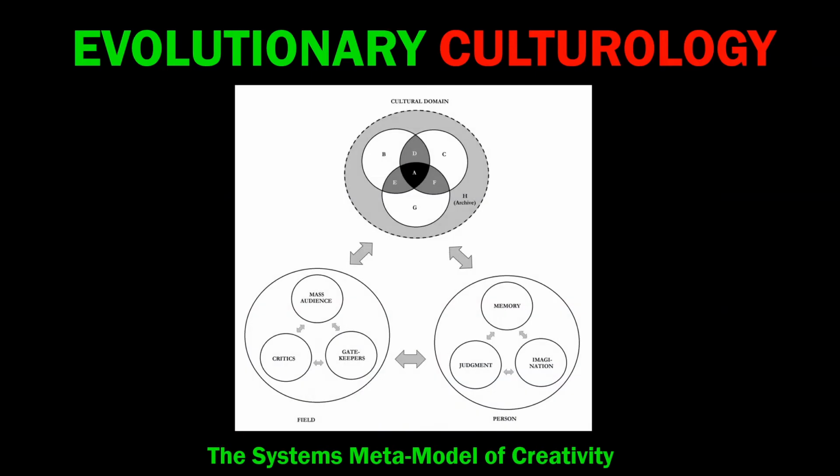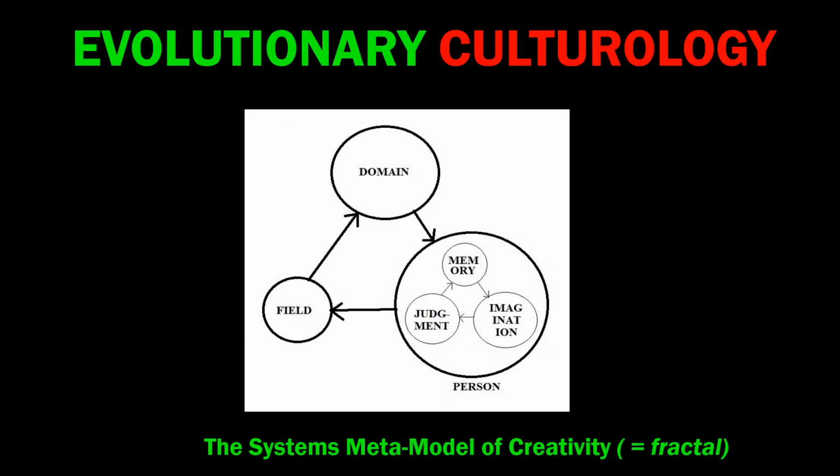Then we have another model, which is the big systems metamodel of creativity. There's the domain, the person down the bottom, and the field bottom left. So it's a three-part system, and it's fractal because inside the person is a memory, imagination, judgment system, which is similar to the larger structure. So we can see it more clearly here, how it's fractal, how inside the person there's a memory, imagination and judgment system, which they use to come up with new ideas to present to the field, and if they're lucky may enter the domain.